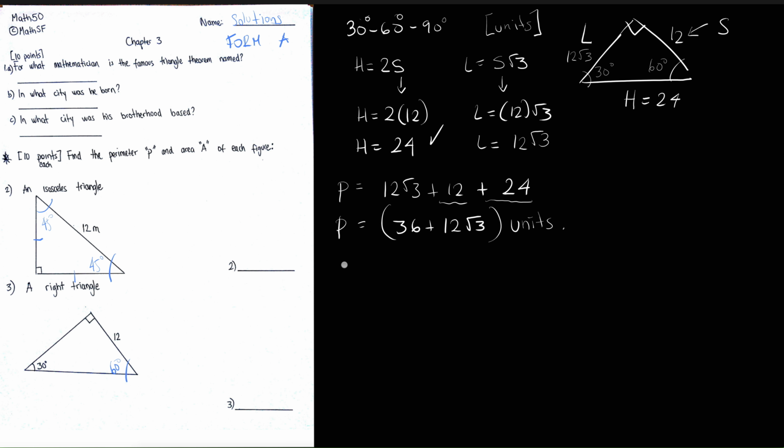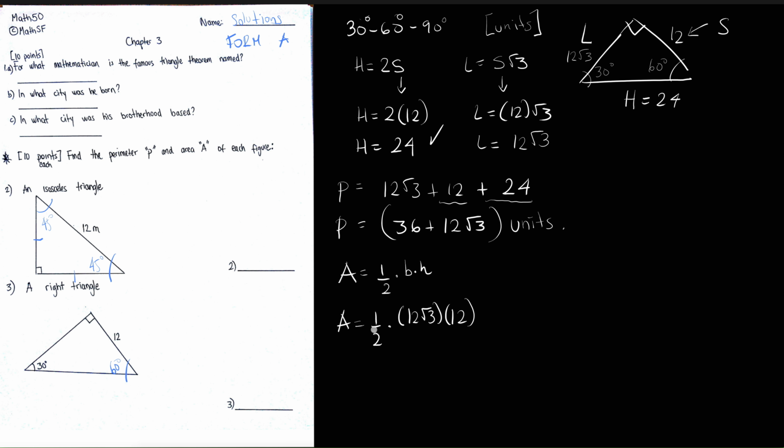Now, let's go for the area. Recall that the area of any triangle is base times height. But in this case, the base and the height are going to be the legs. So the area equals 1/2 times the product of the legs, right? So it's going to be 12 root 3 times 12.